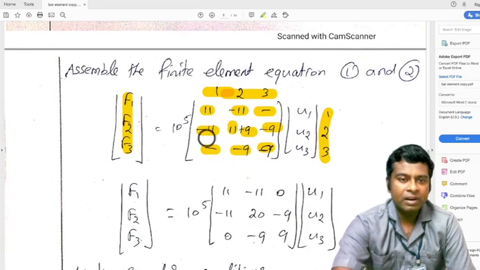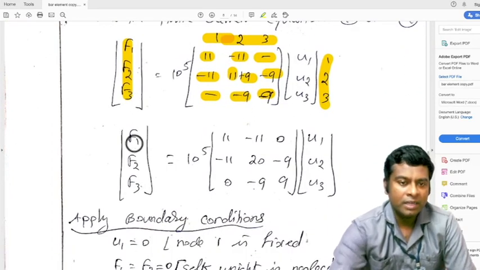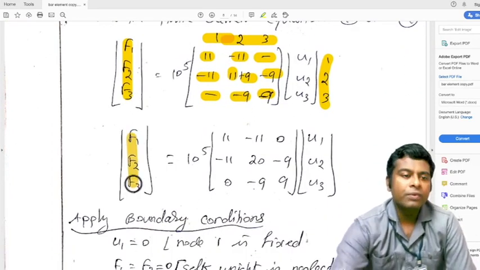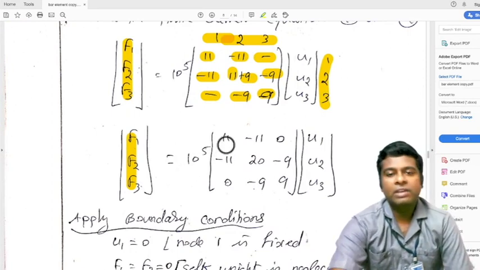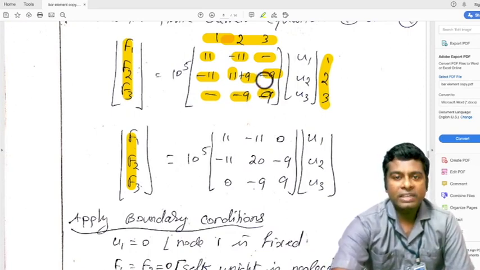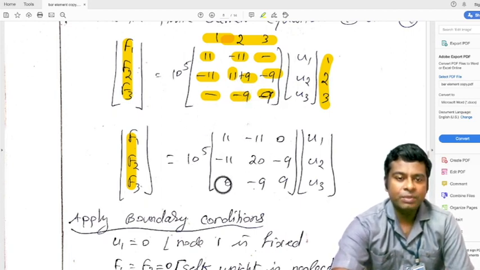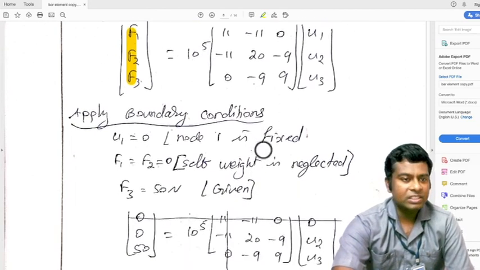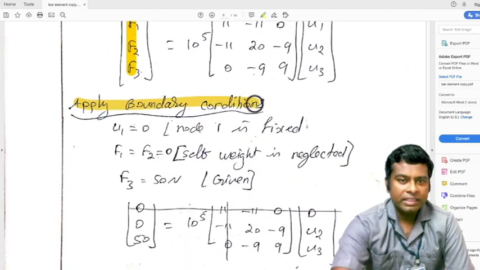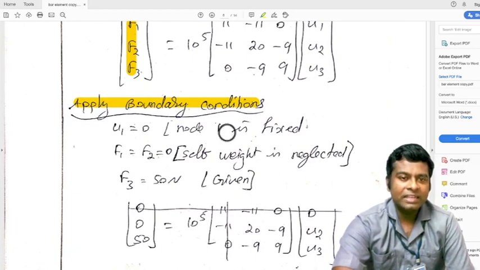After simplifying all the values, the final assembled equation will become F1, F2, F3 equal to 10 raised to 5, matrix of 11, minus 11, 0. For dash simply we put 0, minus 11, 11 plus 9 is 20, minus 9. For dash simply we put 0, minus 9 and 9, times U1, U2, U3. Next step, apply boundary conditions. The larger end is fixed, that larger end is node 1. Node 1 is fixed. In the fixed end there is no displacement, therefore U1 equal to 0.